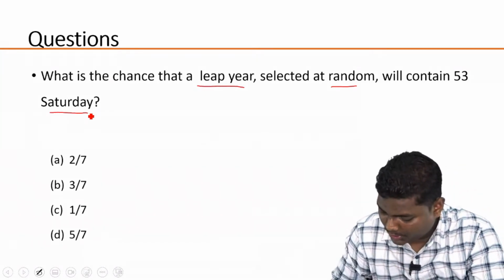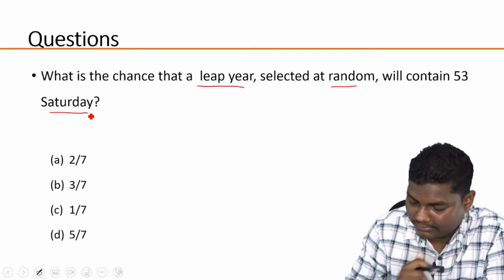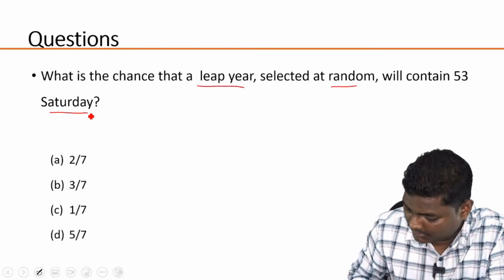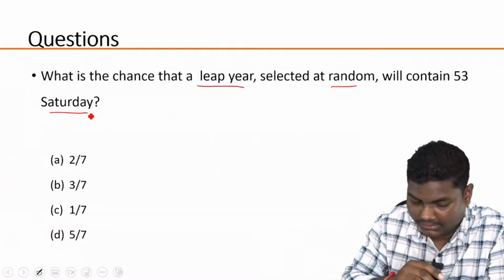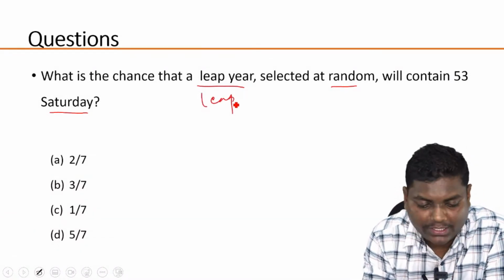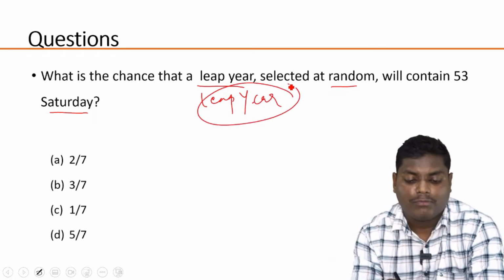Anupam is saying option 2. Option A, 2 by 7, right? Okay. 2 by 7. Now again that thing, in a particular leap year, we'll be having 52 weeks.